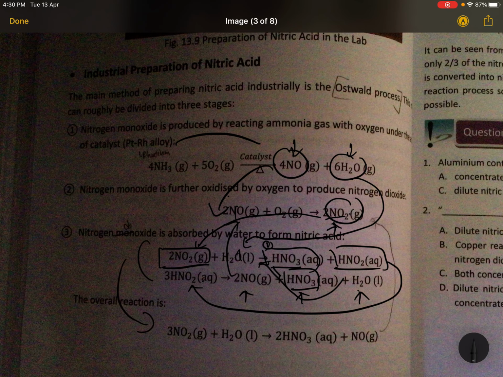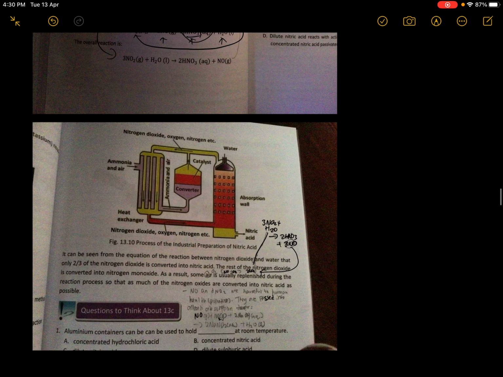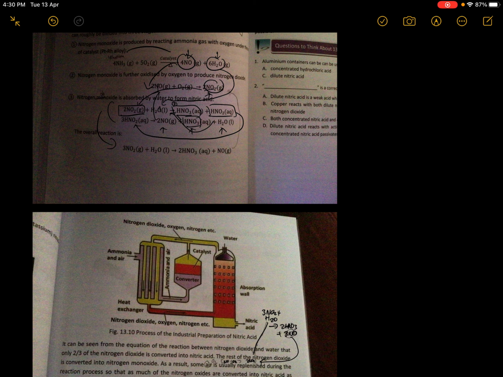So the summary of these two together is this: 3NO2 plus H2O becomes 2HNO3 plus NO. Why? Let's not talk about it. Okay, I think there's another image down here on how it looks like in preparation. Let me see.